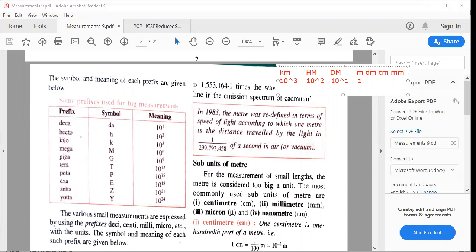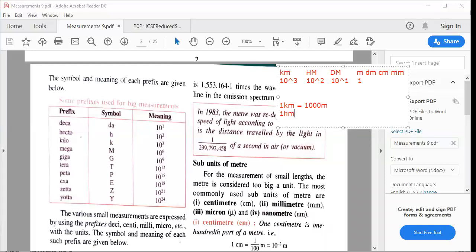I hope you are understanding what I'm saying. Yes, ma'am. 1 kilometer is 1000 meter. 1 hectameter is 100 meter. 1 decameter is 10 meter. That is how they have written it. Okay, kilo, so we know.